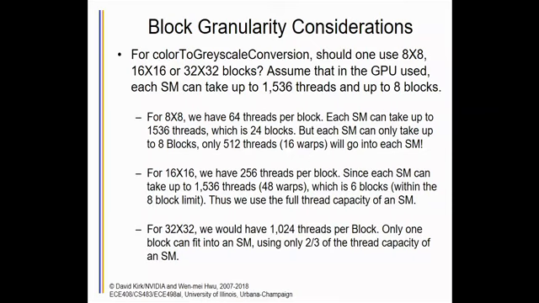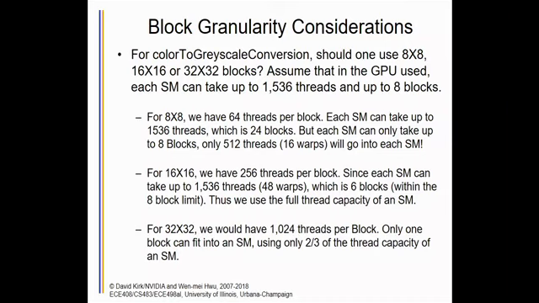So here, let me use a very small example to illustrate some of these potential constraints. For this color to grayscale conversion, should we use 8 by 8, 16 by 16, or 32 by 32 thread blocks if the GPU can only take 1,536 threads and up to 8 blocks? This is the Fermi generation. In the Fermi generation, each SM can take up to 8 blocks and 1,536 threads. So let's go through the exercises.